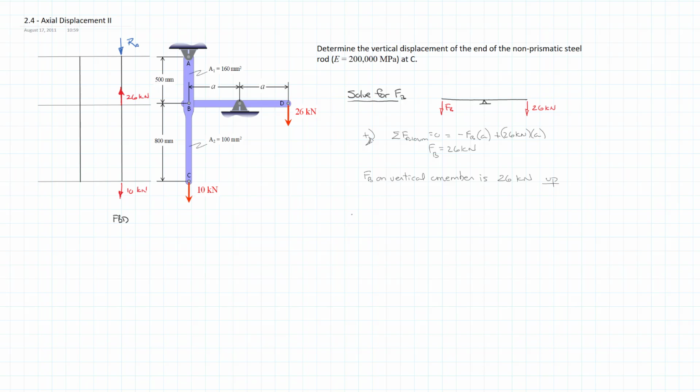And of course, we can apply our statics. Let's go statics on ABC. So the sum of the forces in the y direction equals 0, is equal to negative RA plus 26 kilonewtons minus 10 kilonewtons. And so RA is equal to 16 kilonewtons.